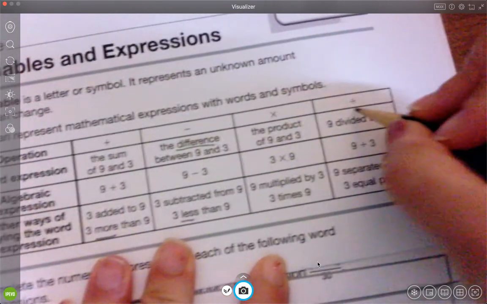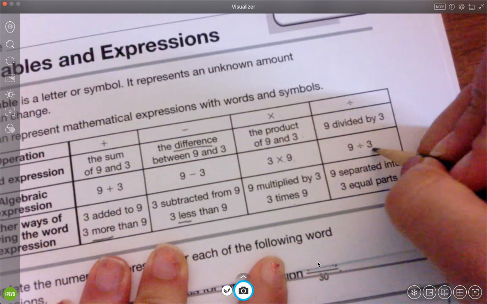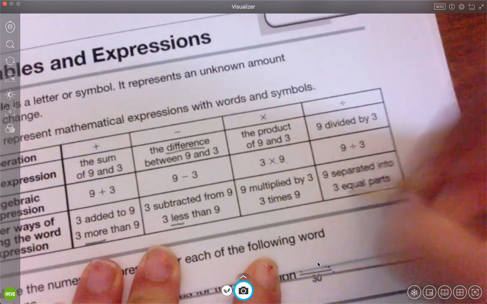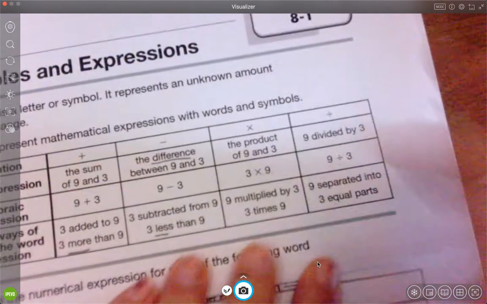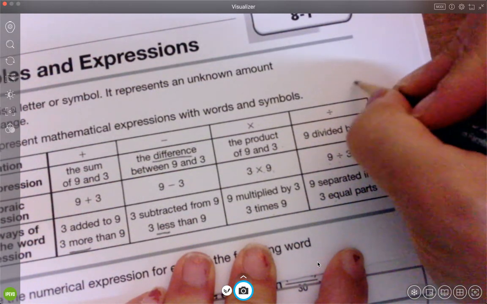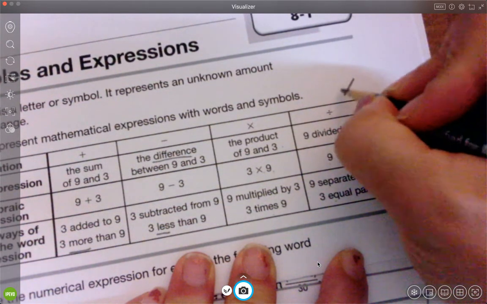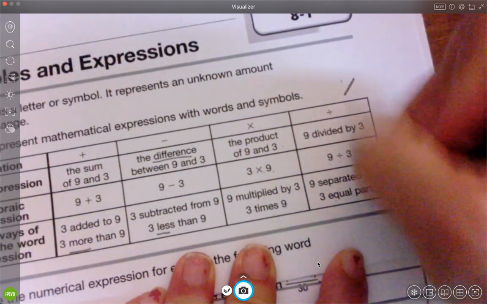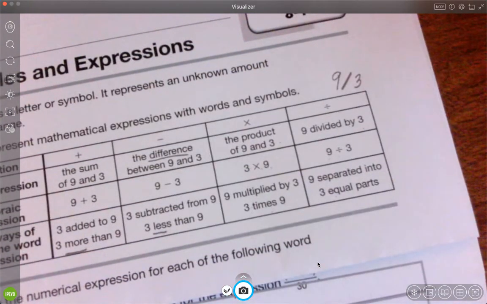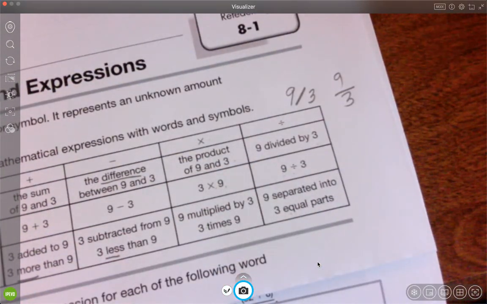Also, then the last one we have is division. 9 divided by 3 in symbolic form or expression form. It's 9 separated into 3 equal parts. And I also want to remind you here that when we're doing division on a computer or a calculator, often there is no division sign. You need to use a slash, right? So I might write 9 slash 3, like that. Or you could write 9 over 3, because that's what that fraction bar means, division.